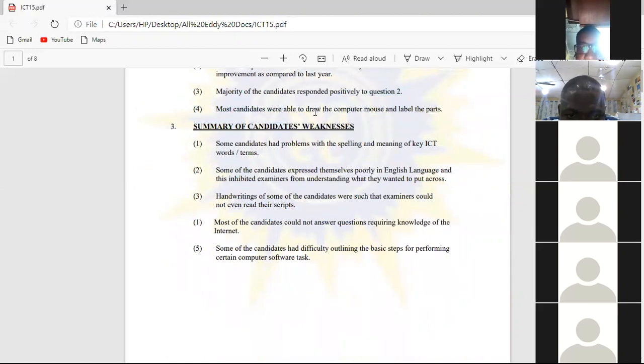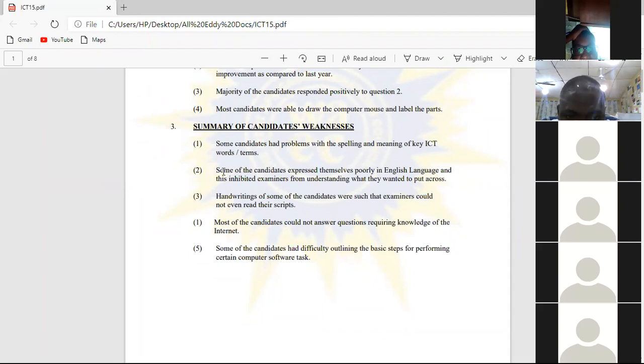Summary of the candidates' weakness. Some candidates had problems with the spelling and meaning of key ICT words or terms. Wait, read it again, loudly. So you see what I've been telling you. The ICT terms you use are very important, and mind your spellings. Let's go on.